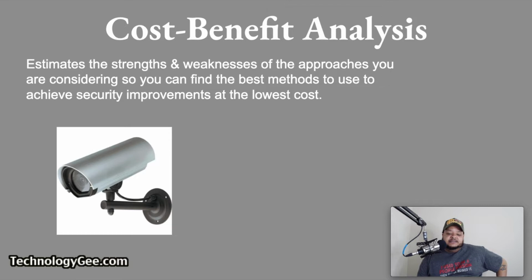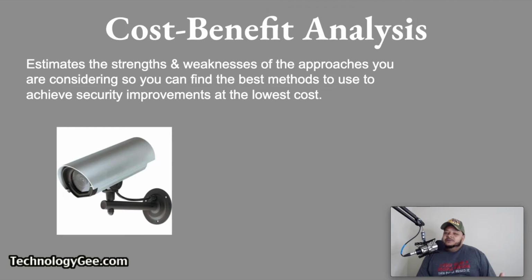Cost benefit analysis. Basically a CBA for security is estimates that analyzes the strengths and weaknesses of the approaches you are considering, so you can find the best method to utilize to improve your security at the lowest cost. So if you look at this picture on the screen here, we have that of a security camera. Now, if you're going to perform a cost benefit analysis, you might have these considerations up. Let's just say you have a data center or just some building in general that you want to protect. Would it be more cost efficient for you to install live cameras all around the perimeter of the building, in the hallways, in front of certain doors, so that you can monitor activity all over the place?